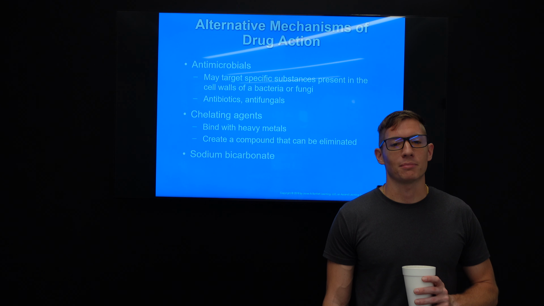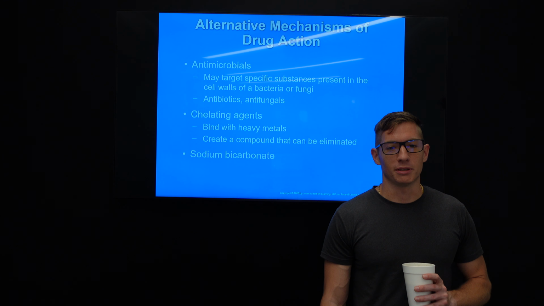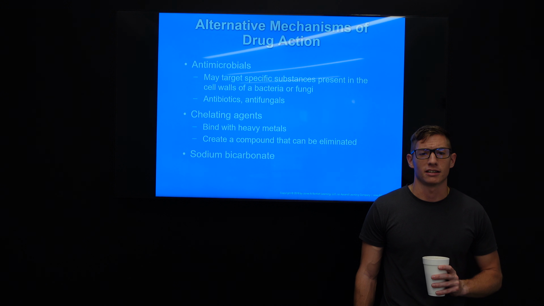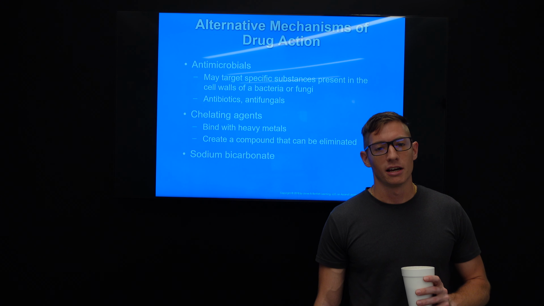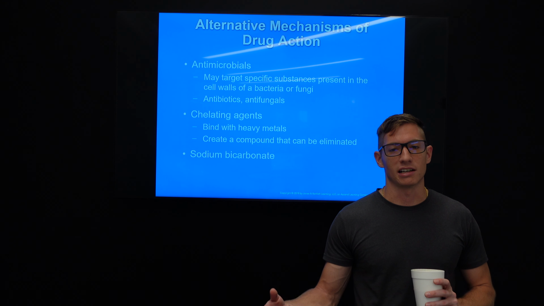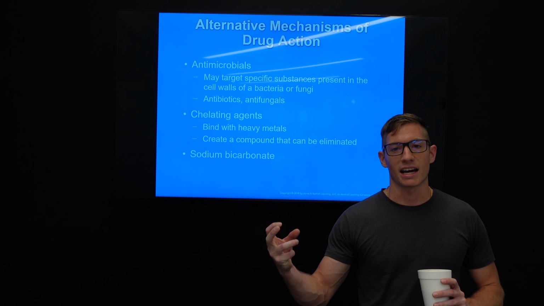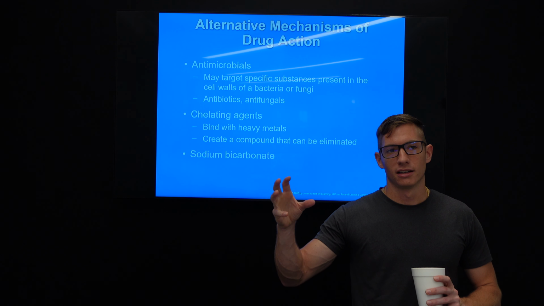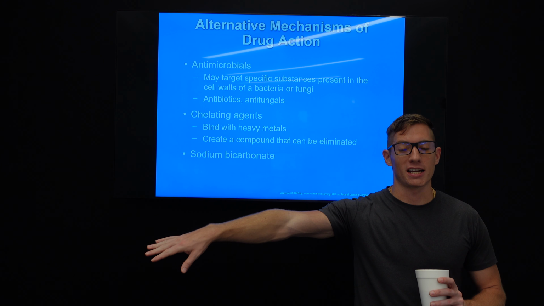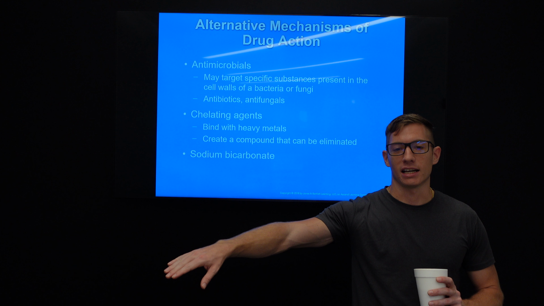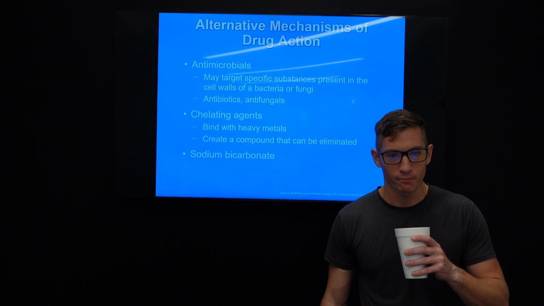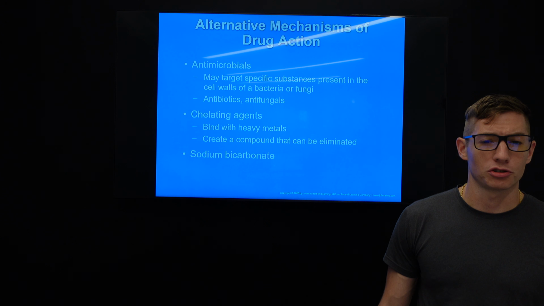Chelating agents bind with heavy metals, such as lead, mercury, or arsenic, and this could also create a compound that can be eliminated, such as sodium bicarbonate. We use that in a lot of heart attack instances because it's going to stop the cell death that's producing these nasty emboli and toxic waste products that travel through the vein and get to the heart. So sodium bicarbonate is going to keep that from happening. It creates compounds that can also be eliminated.